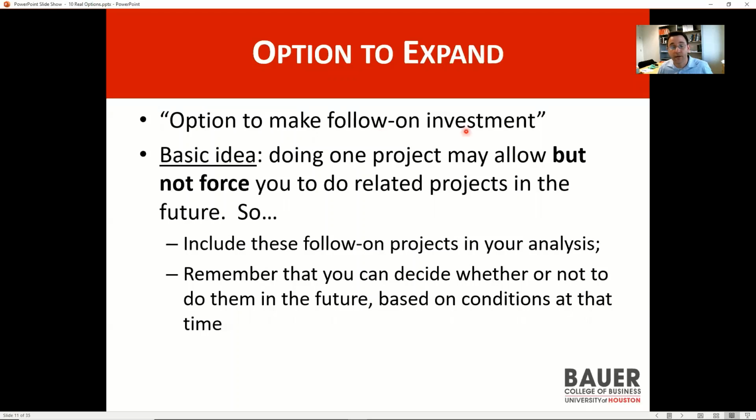When you expand, you're making follow-on investments if things look good. So you do that first project. That's going to give you some insights. It's going to allow you to expand. It doesn't force you to expand. These are all options. It's not an obligation, but you have the option to expand if things look good. We want to make sure that we include these follow-on projects in the analysis. If we don't include that, then we're missing something, and our valuation is going to be incorrect.